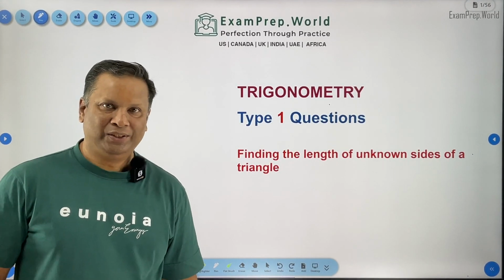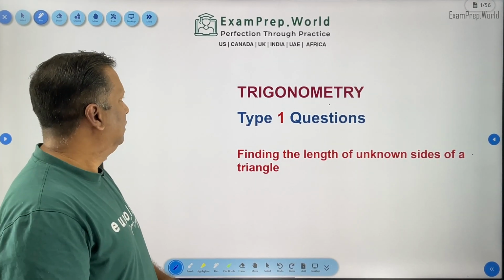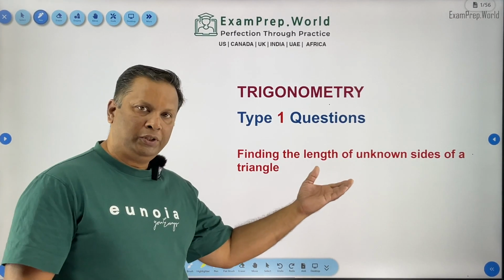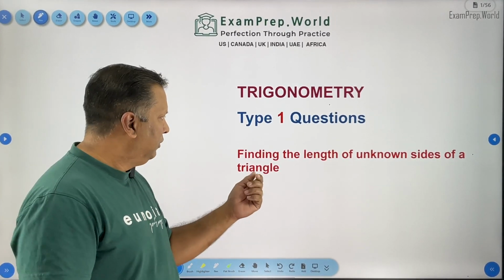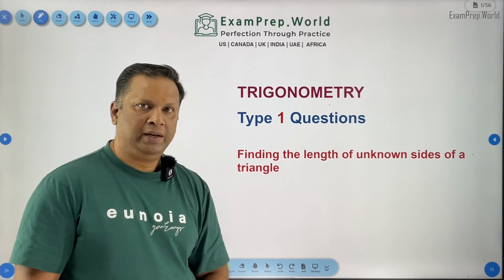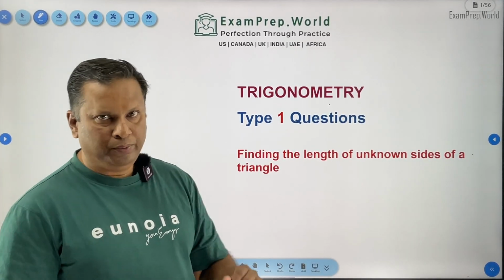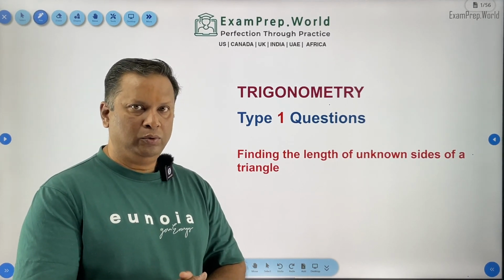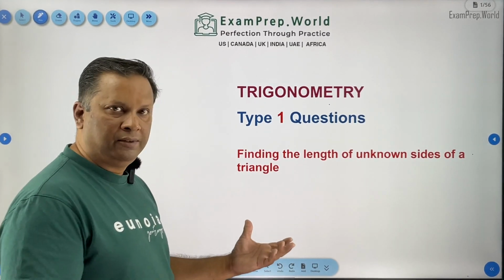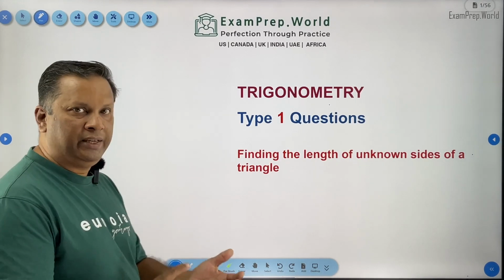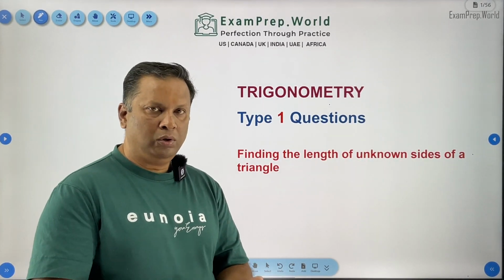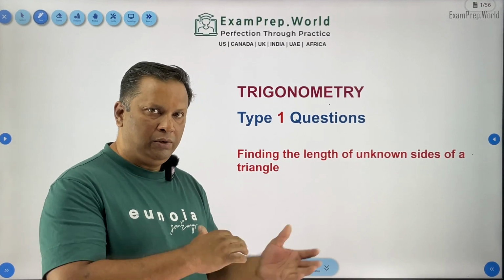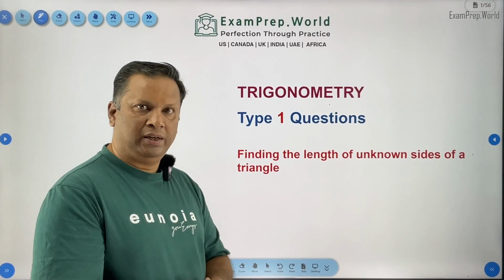Hello children. So we begin with trigonometry type 1 questions. Here the type of questions will allow you to solve where you have to find the length of unknown side of a triangle. Okay. So I hope you know the basics of trigonometry. We have three ratios which we use in day-to-day questions, right? In IB we use only sine, cos and tan, but overall the reciprocals of sine, cos and tan are also ratios, but we will use sine, cos and tan because that's there in your syllabus.